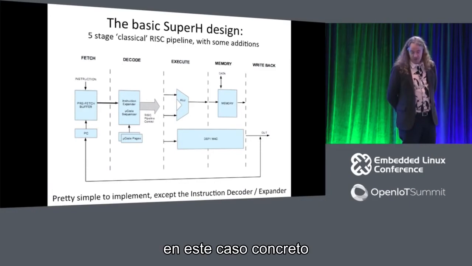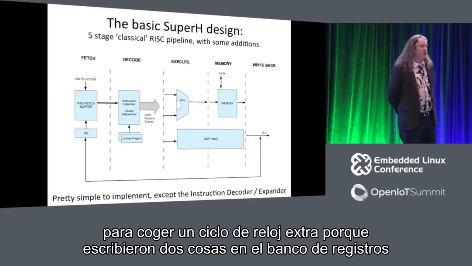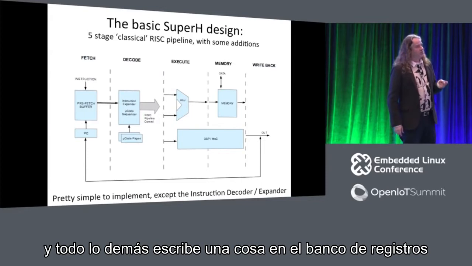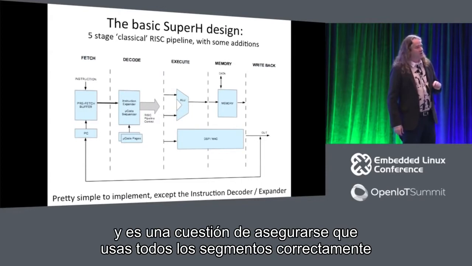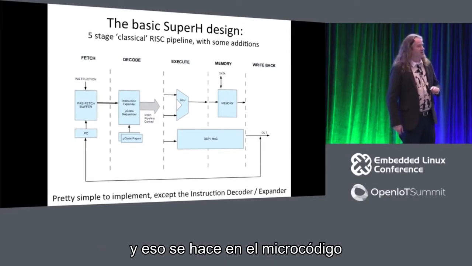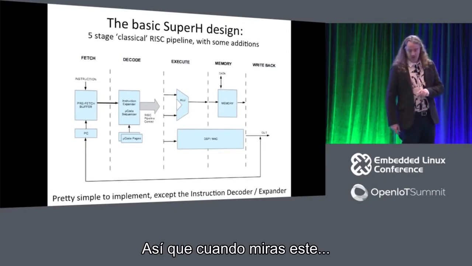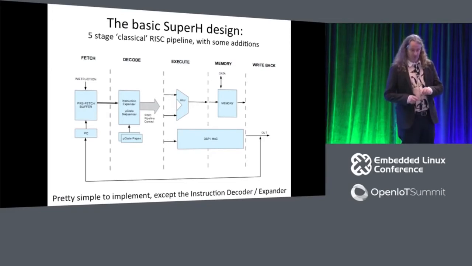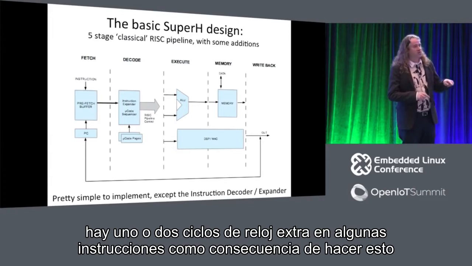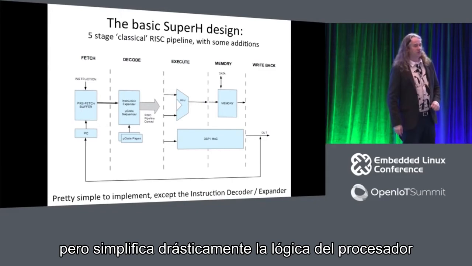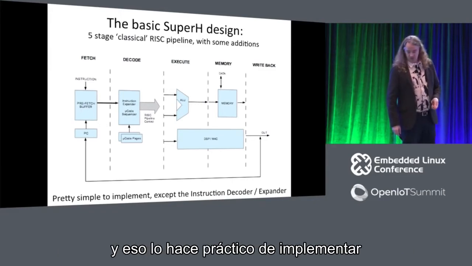In this particular case, we modified three instructions to take one extra clock cycle because they wrote back two things to the register file. And everything else is writing one thing to the register file. And it's just a question of making sure that you get all the pipeline hazards right. And that gets done in the microcode. So when you look at this for SH2 versus J2, there's one or two extra clocks in a few of the instructions as a result of doing that. But it drastically simplifies the logic of the processor. And it makes it practical to implement.